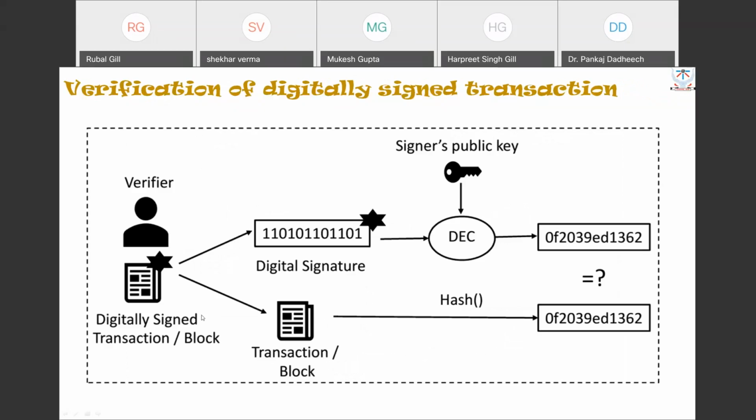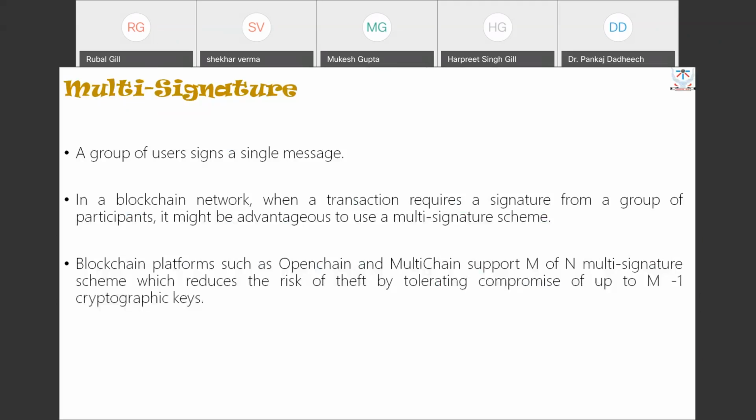The verifier takes the transaction value and knows the hash function, which is in the public domain and not private, so it hashes the transaction. The signature I take, I decrypt it, I get the hash value, and I match it. This requires not the private key of the signer, but only the public key of the signer, and the verification is fast.